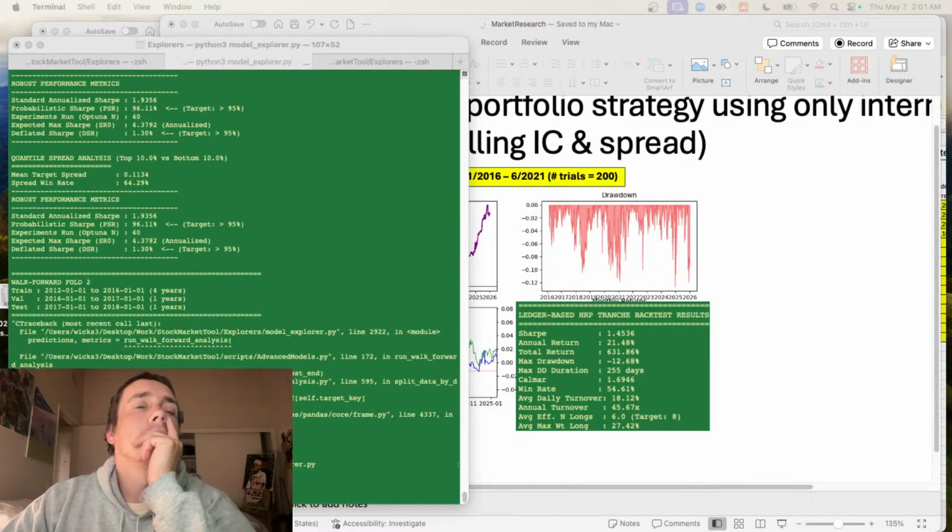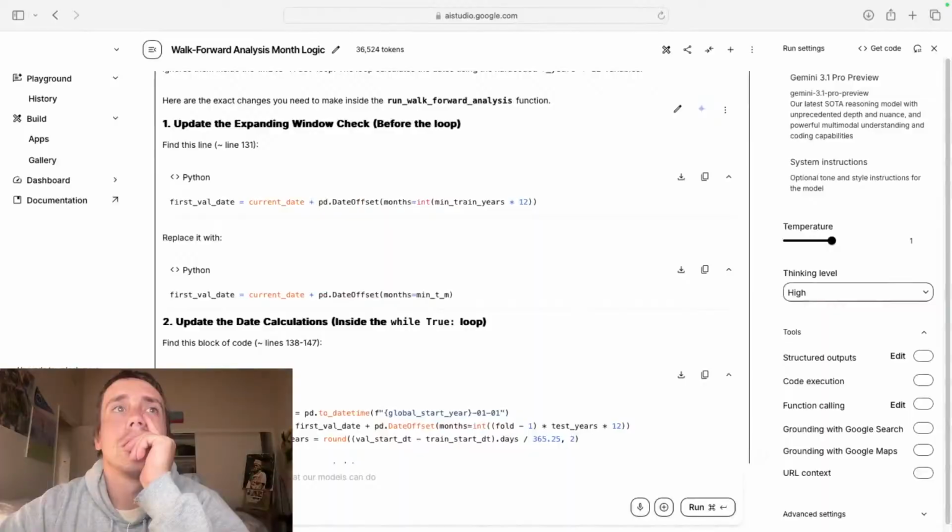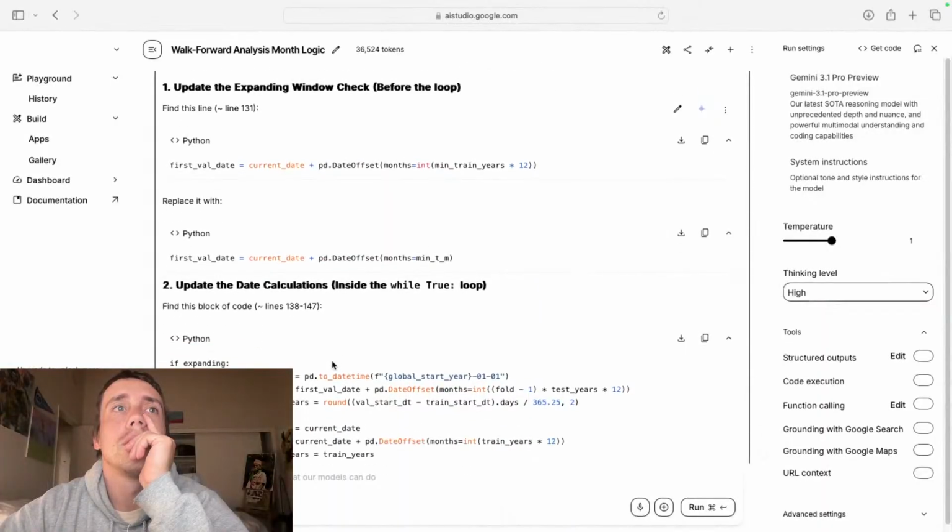All right. So we gotta wait for that to run. It might have been as simple as the save.